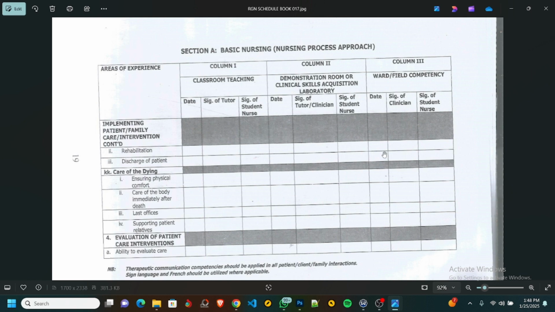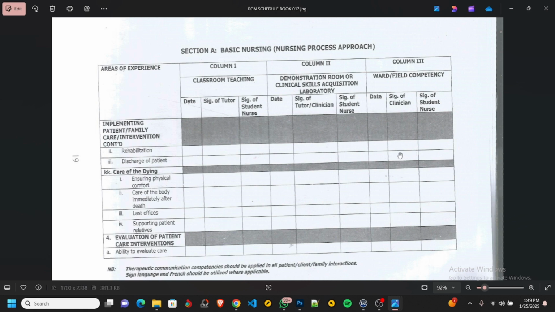You come here and let's say today's date being the 25th of January 2025, I have been able to perform discharge of patient without any problem, and I can do it and do it very well. So I'll indicate today's date here, then I'll make sure I sign as a student, then I give it to the clinician, the ward in charge, or any of the senior colleagues who was there to supervise you do that particular thing. That particular person will also sign here, and that one completes the competency.